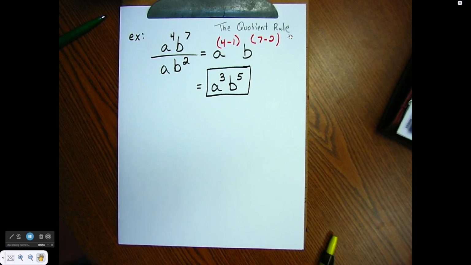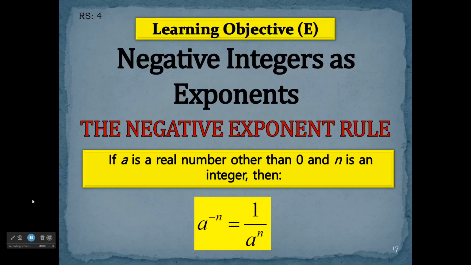This is the end of the fourth of 6 short videos for Review Skills 4. For Review Skills 4, this is video number 5 out of 6. Learning Objective E, called the negative exponent rule. Negative integers add to exponents. It says that if a is a real number other than 0 and n is an integer, then a raised to the negative n is equal to 1 over a to the positive n.